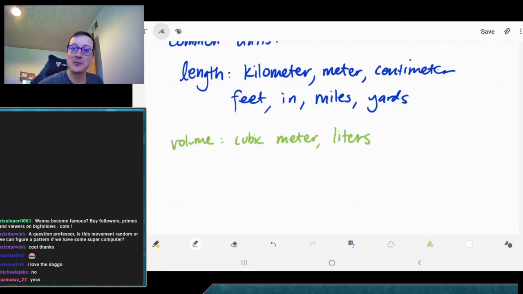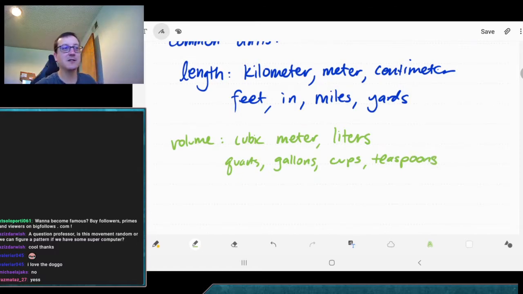So those are our 2 main units for the metric system, liters and cubic meters. In the U.S. system, we have quarts, gallons, cups, teaspoons. We have a ton of different U.S. units, but a couple of examples. Those all measure volumes, right? So they're going to measure how much space something is occupying.